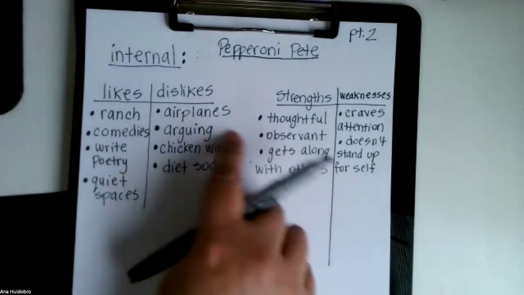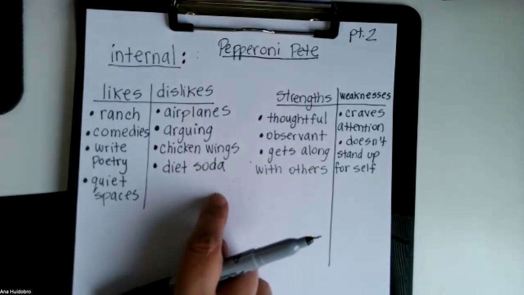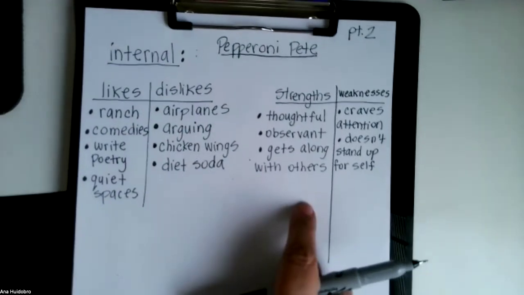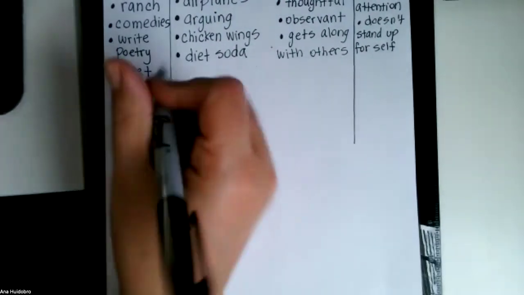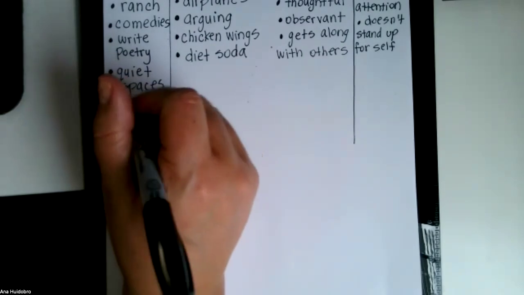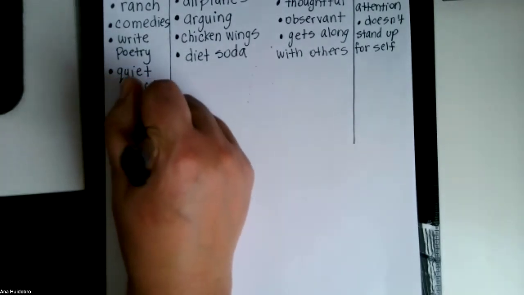So likes and dislikes, I like ranch, I don't like diet soda. That's kind of on the surface, right? We're going a little deeper where it says strengths and weaknesses. We're going to talk a little bit about a fancy word called disposition. Can you repeat after me? Disposition.